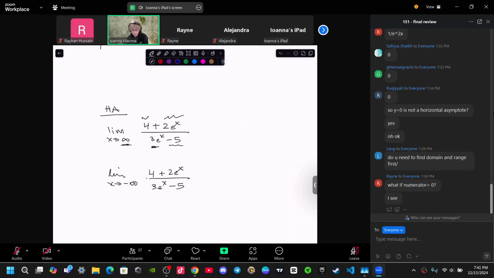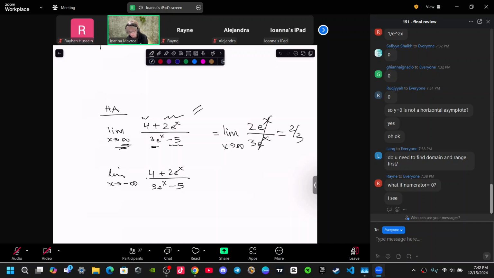So what's one way to think of it? Because x goes to infinity, this is really the same, really, not approximately. It's going to be equal to the limit of 2e to the x over 3e to the x as x goes to infinity, which is clearly 2/3.